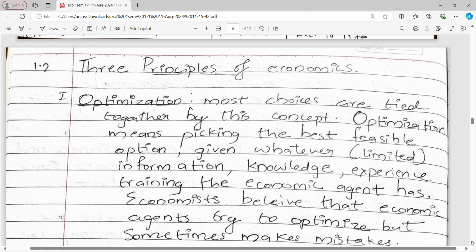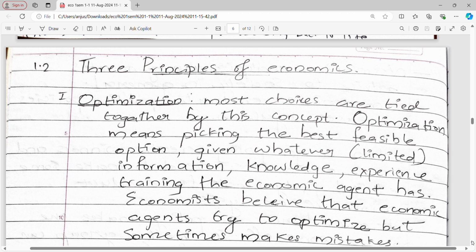First, let's see what these three principles are. By this time you have a sense of what economics is: study of choices, study of human behavior, and its consequences on society. But let's see what distinguishes it from other social sciences like anthropology, history, political science, psychology, sociology. So what makes economics different from them?